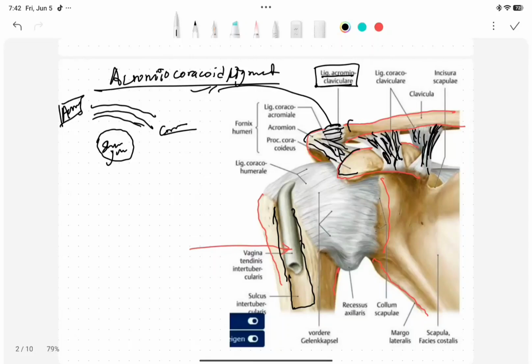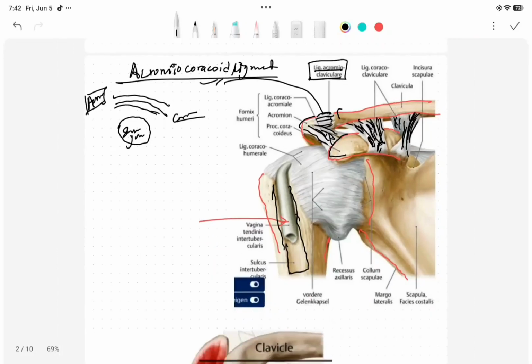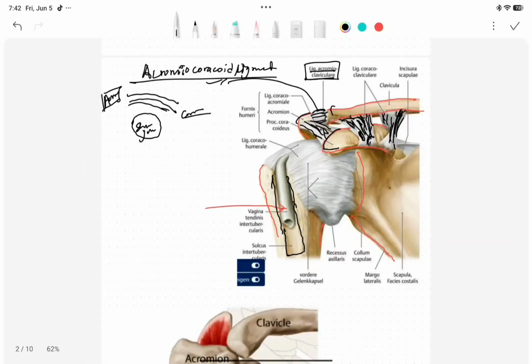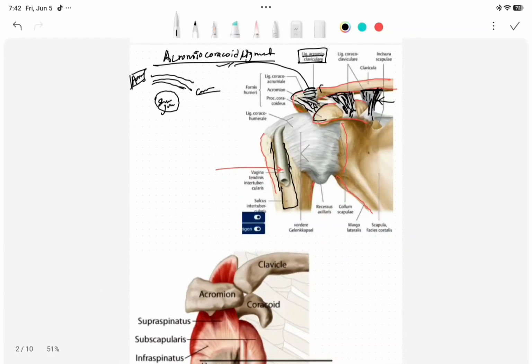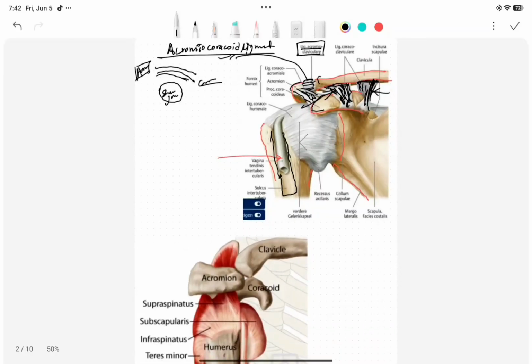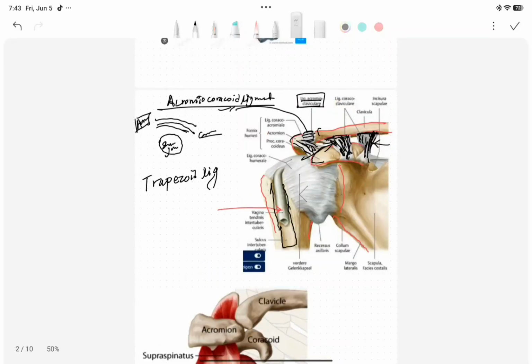Okay, this is the trapezoid part, and this is the conoid part. So there are two coracoclavicular ligaments. On the lateral side there is the trapezoid ligament, and there is the conoid ligament. Conoid ligament. Not coracoid, and not coronoid.